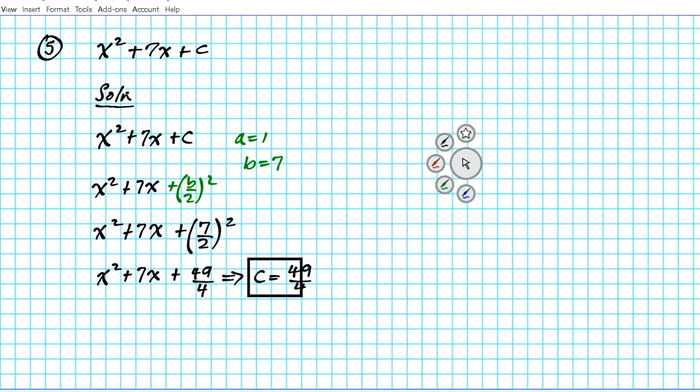Okay, let's go ahead and factor. To factor, you just square root the first and the last term and bring down the middle sign. If you do that, you're going to end up with quantity x plus 7 over 2 squared as your factored state.